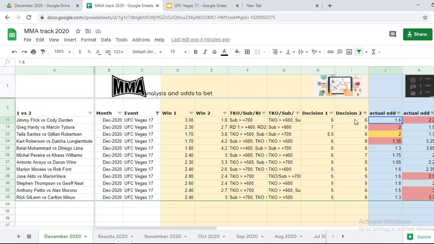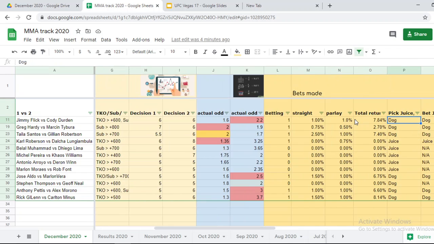And here, this is just saying if I'm betting or not. Here is the amount that I'm betting. So I'll be betting 1% on Cody Durden. When I paint here, it means that I'm going to be betting this fighter. This is fighter 1, this is fighter 2. So I'll be betting Cody Durden, 2% of my money. I'll be throwing 1% as a straight bet and 1% of my money in a parlay.